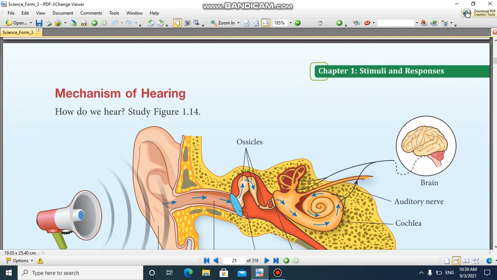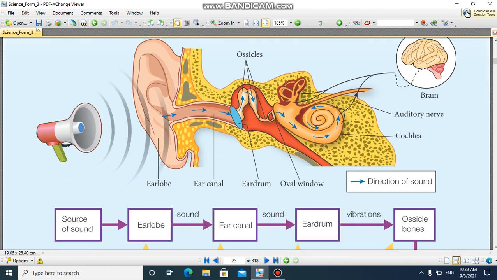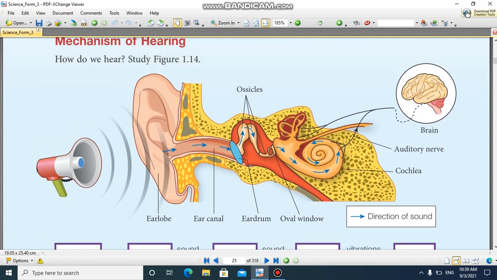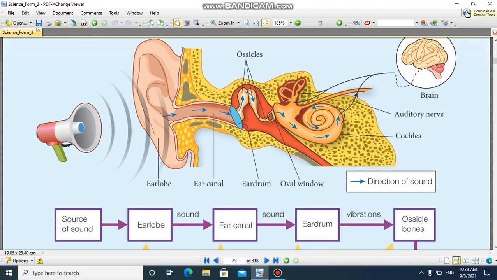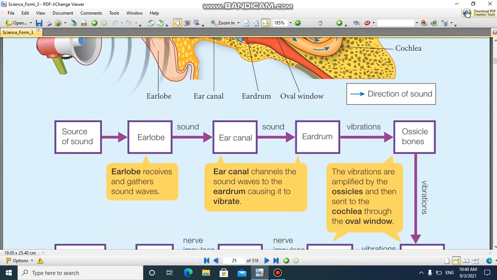Mechanism of hearing. How do we hear? This is earlobe, this is ear canal, this is eardrum, this is ossicles, this is oval window, this is auditory nerve, cochlea. So source of sound, go to earlobe, change to sound, go to ear canal, still in sound, go to eardrum and change to vibration to ossicle bones.